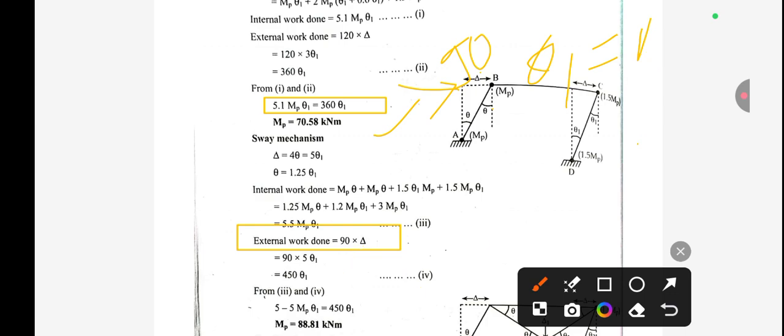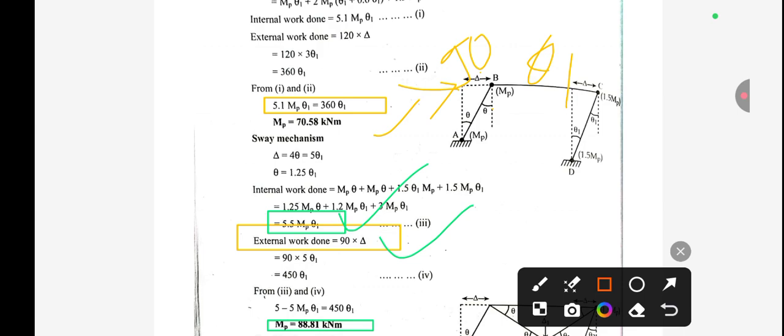Okay, it's written here, this value 5.5 mp theta 1. So we have to equate these two values, that is internal work on this one and external work on this one. So after equating these two values we get the value of mp equal to 88.81 kN.